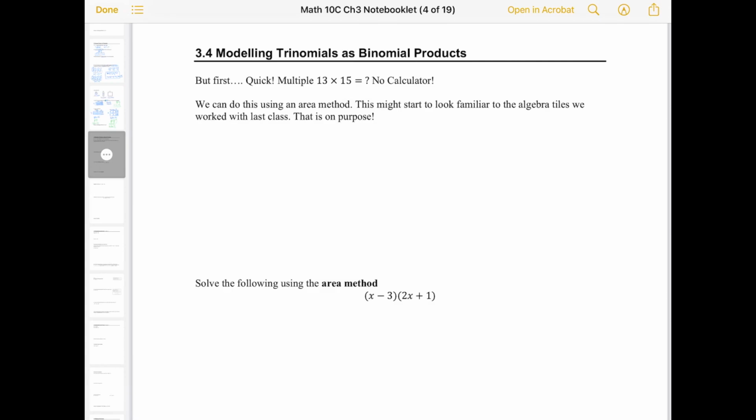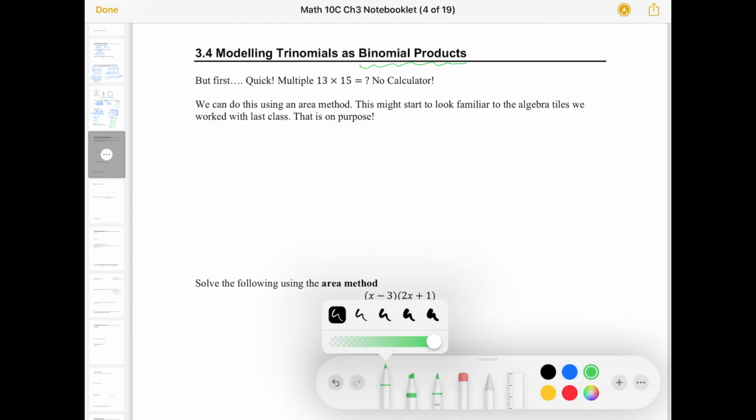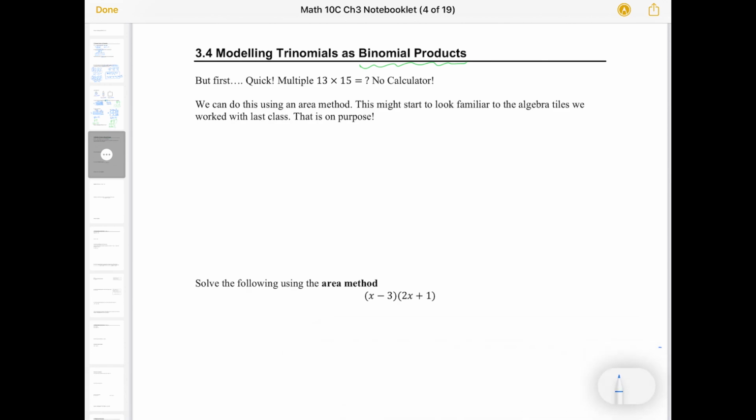All right, 3.4, modeling trinomials as binomial products. Okay, so binomial products, those are dealing with being in factored form, right? The product of factors, product of binomials, is how we're writing it. So we're going to do some modeling.